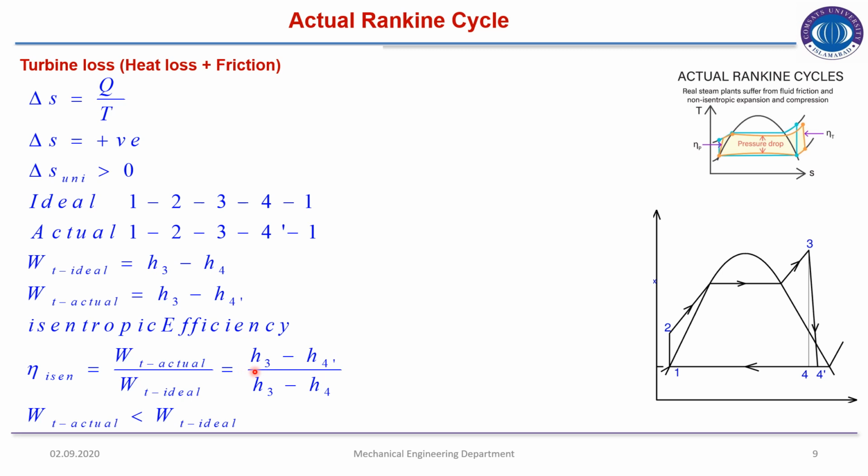Here, in terms of enthalpy, we have written the values for the work done by the turbine in the actual and ideal cases, and from that we know that the work done by the turbine in the actual case will be less than the work done by the turbine in the ideal case.